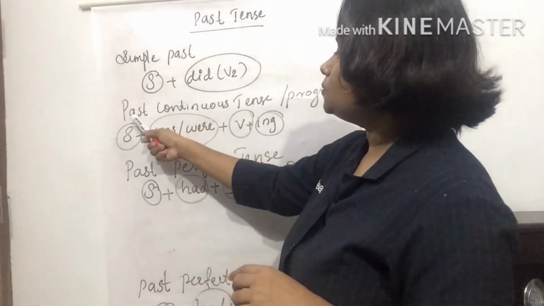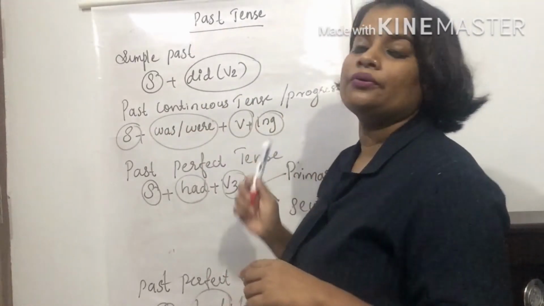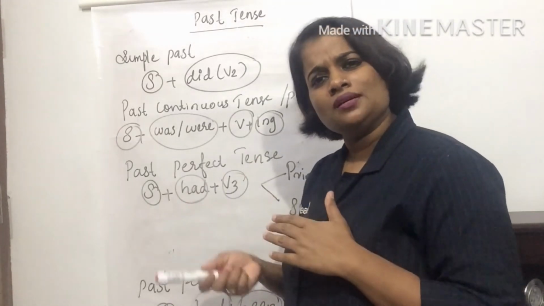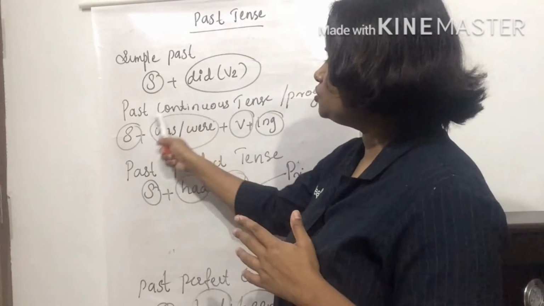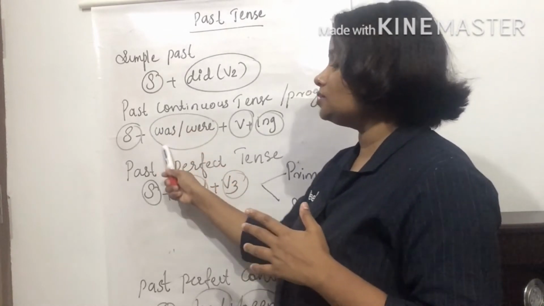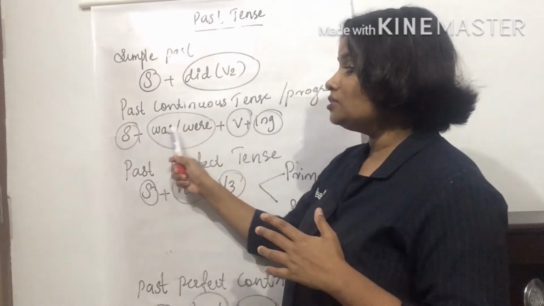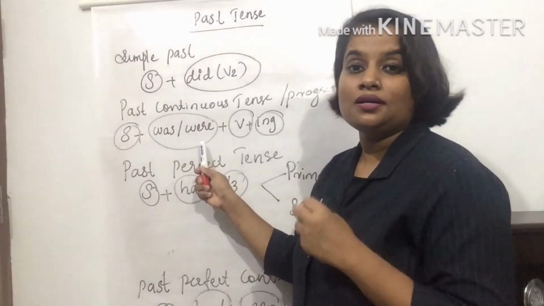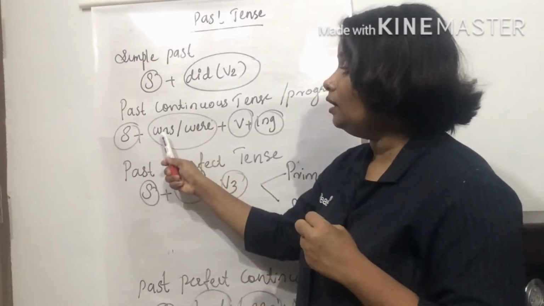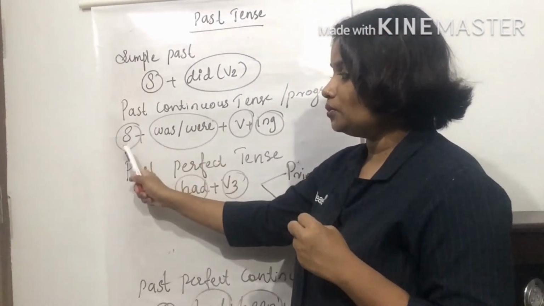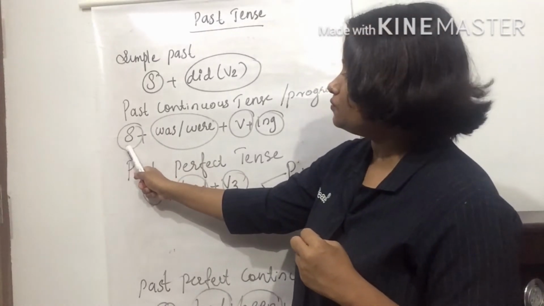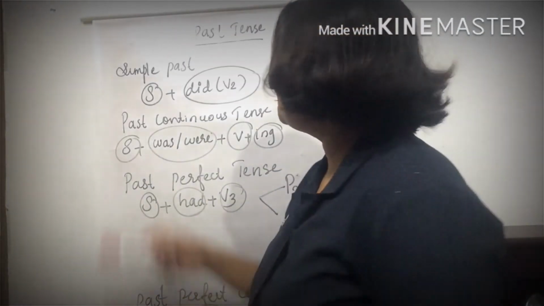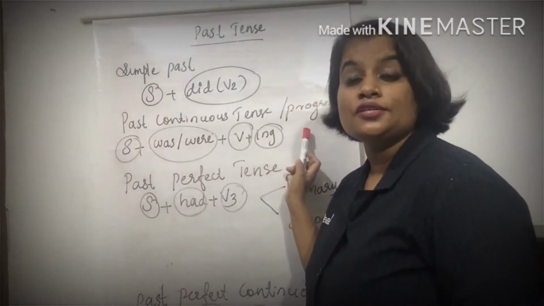So the next one is past continuous tense or progressive tense, similar to present continuous tense, but we have only the change in the helping verbs, that is was or were. In the past tense you have to use the helping verbs was or were. Okay, so let's explain the structure once again, that the subject comes at first, then the next one is past continuous tense or progressive tense.